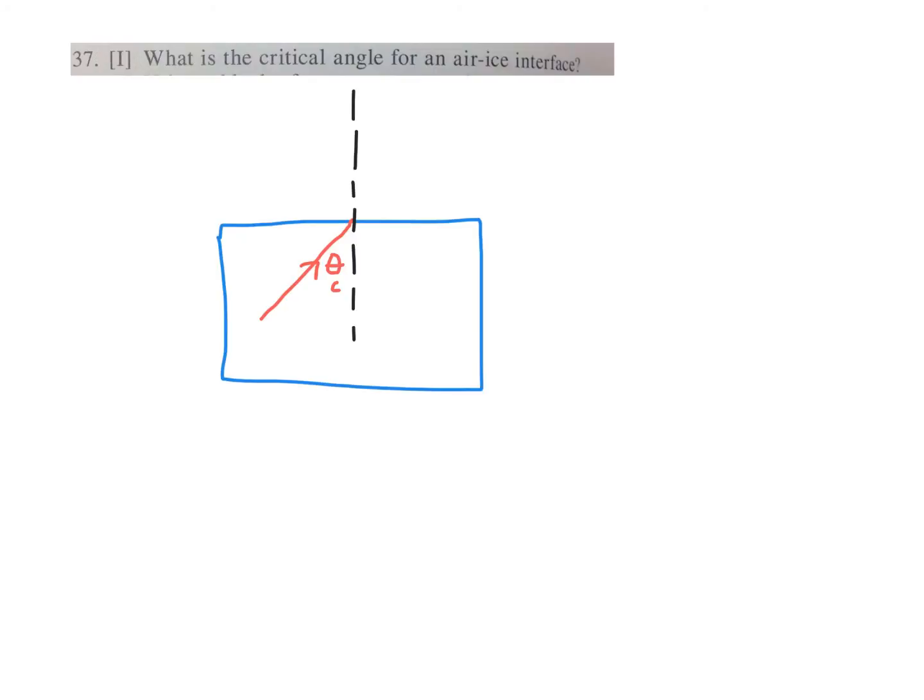So what happens when you get there, at that exact moment when you have the situation when that theta sub 2 would be 90, you get total internal reflection. So the reflected angle will be equal to the critical angle. You have total internal reflection at that point.